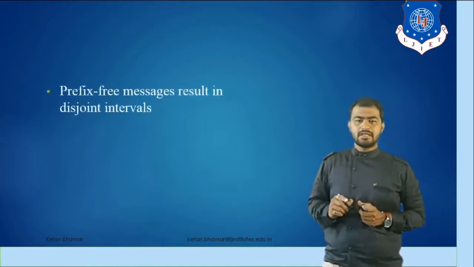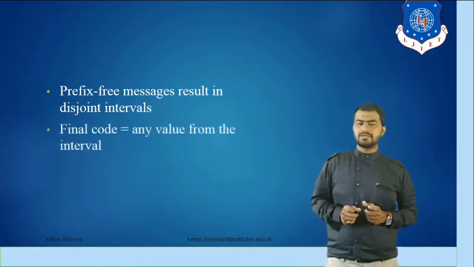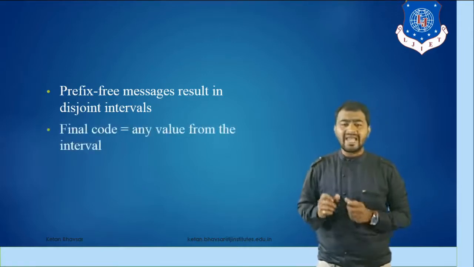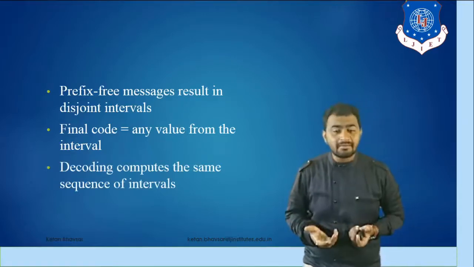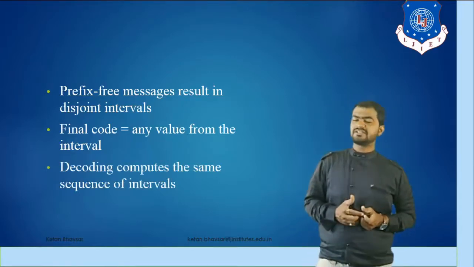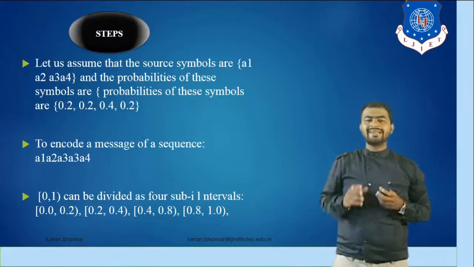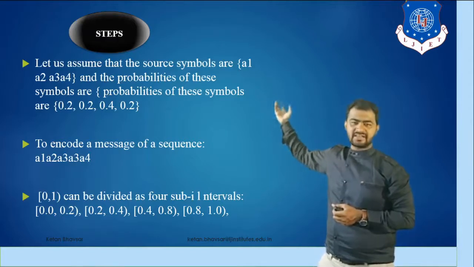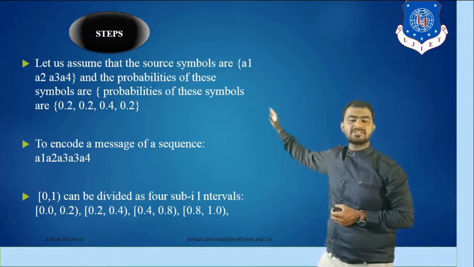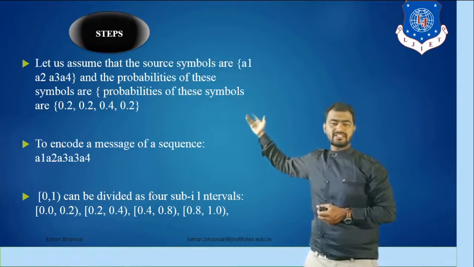Now, a prefix-free message results in disjoint intervals. The final code is equal to any value from the interval, and decoding computes the same sequence of intervals. So as you can see, let us assume that the source symbols we have for arithmetic coding are A1, A2, A3 and A4, and the probabilities of these symbols are 0.2, 0.2, 0.4 and 0.2.